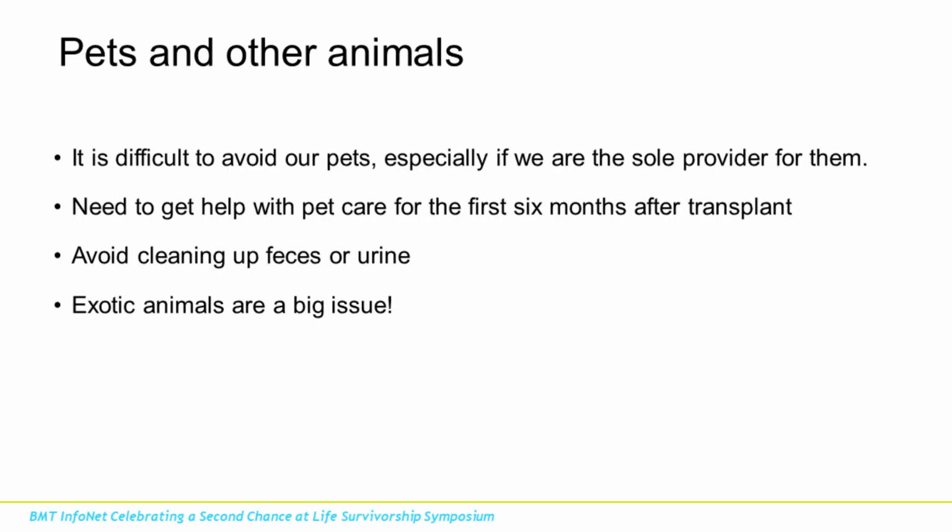Pets, animals, and children. So our pets and other animals. Pets are very dependent. We all love our dogs and cats, and they're very dependent on us. The first 6 months after transplant, it is very, very important to have a social network to help you out with the animal that you have. You should not be cleaning up their feces or urine, as I discussed before.